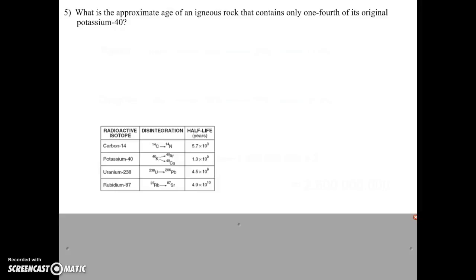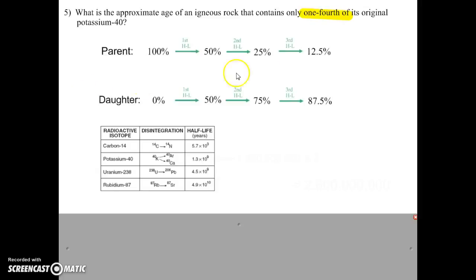So what is the approximate age of an igneous rock that contains only 1/4 of its original potassium-40? So there's only 1/4 of it remaining. So that's the key to figuring this out. So again, I need that chart. Well, if there's only 1/4 left, that means it went through 2 half-lives, because 2 half-lives gets you to a 1/4. We're dealing with potassium-40, so 1 half-life is 1.3 billion years. Now we said it had to go through 2 half-lives. So we're going to simply multiply this by 2, and that will give us 2.6 billion years. That's the age of this rock.